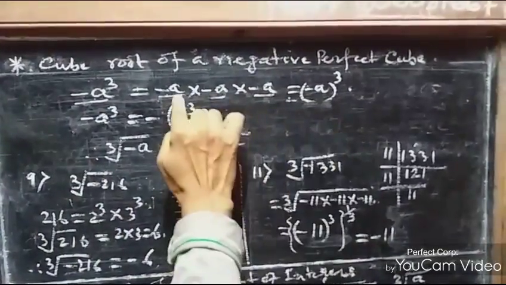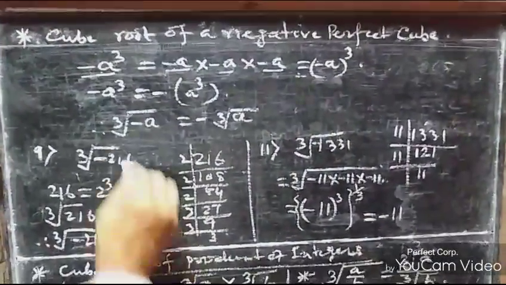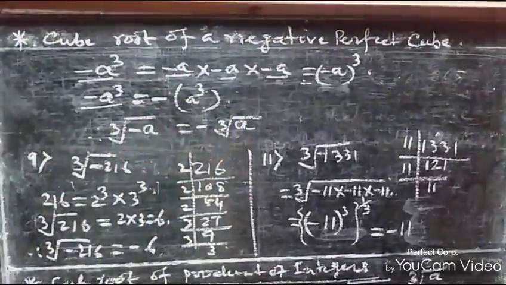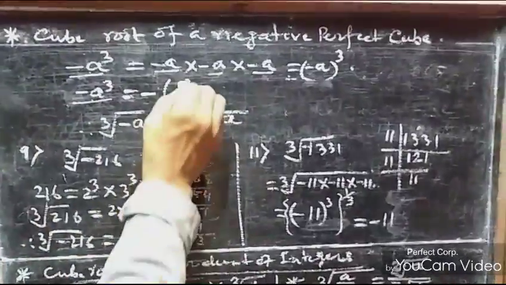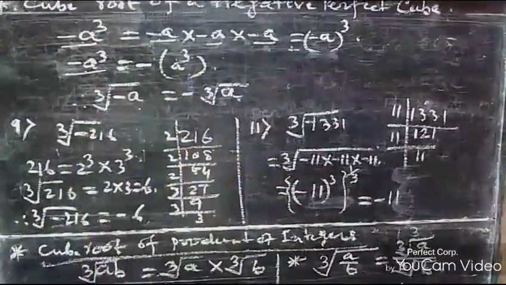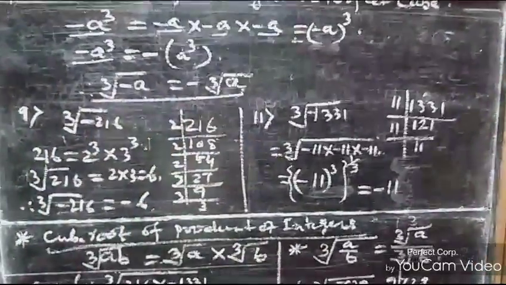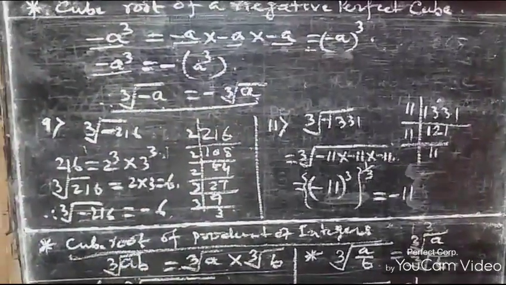And we can express this as minus a to the power cube. So minus a cube, we can express like this. Therefore cube root of minus a cube will be minus cube root a. So with the help of this formula, we can also use this for a negative perfect cube number.